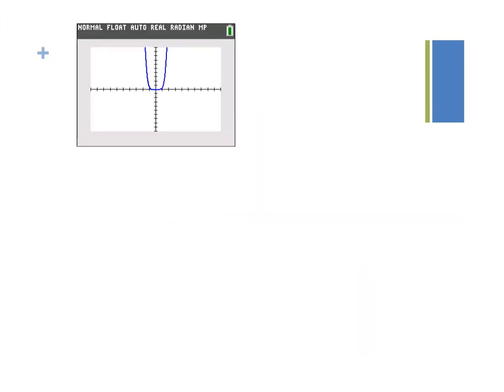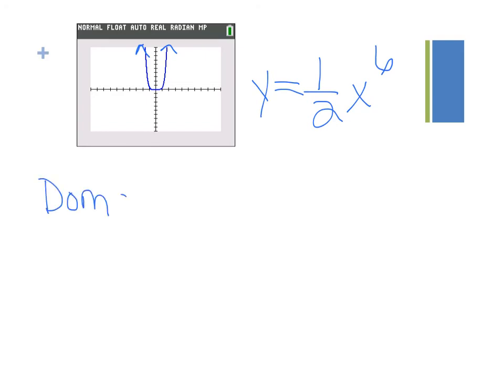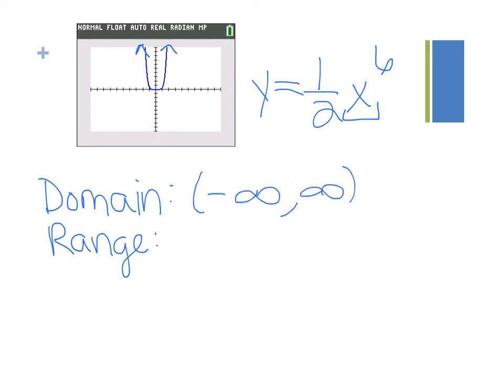So after graphing the equation, y equals 1/2 x to the 6th, I've confirmed that my end behavior is pointed up in both directions like I thought it would be. Now what I'm going to do is analyze the domain, the range, the y-intercepts. So my domain, since the function is continuous from left to right, x is not under a square root or in the denominator of a fraction, I know my domain is negative infinity to infinity.